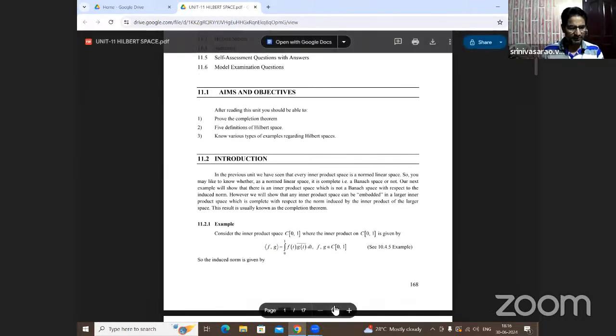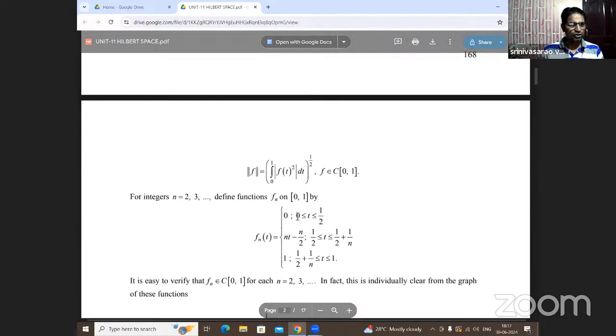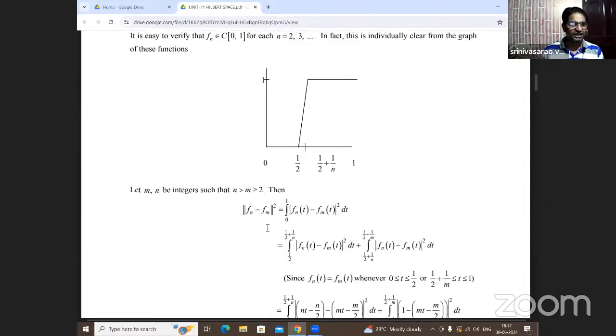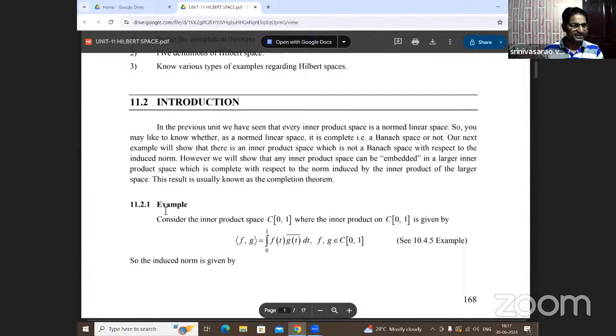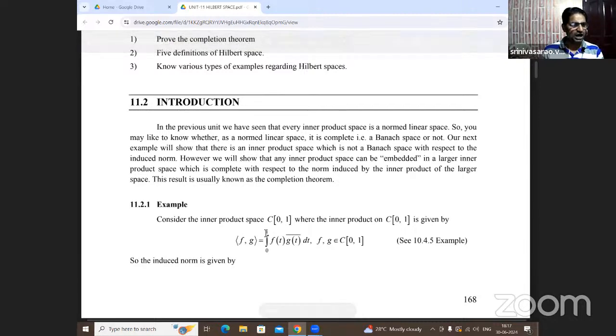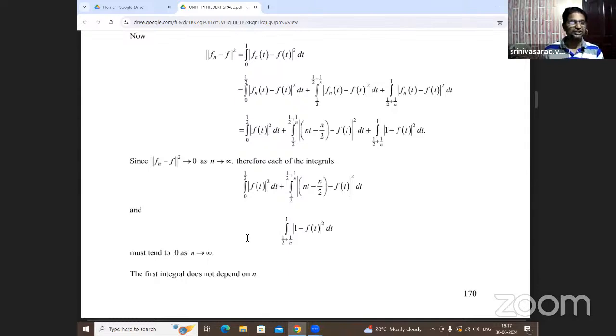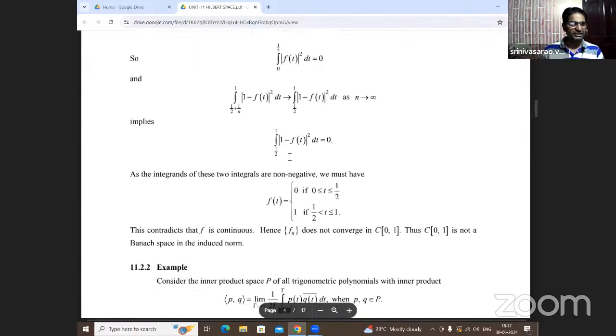Define Hilbert space. Please note down. Define Hilbert space: through the inner product space definition in the 10th unit, an inner product space which is a Banach space is called a Hilbert space. Example 11.2.1 is given in the final examination many times. This is called the induced norm. Under the induced norm, the inner product space C of 0 and 1 is also an example. This example is also referred to in the definition of a Hilbert space.